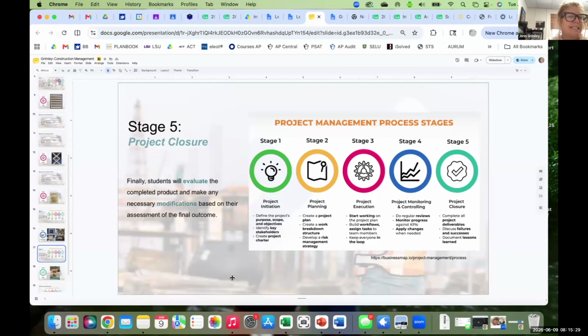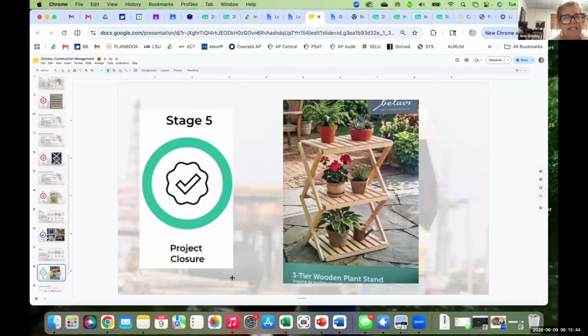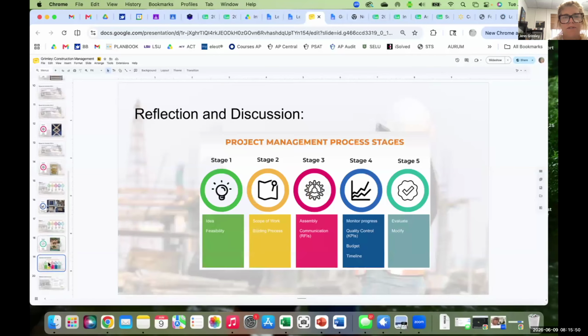Okay. And then the last stage is the project closure. This is where there's an assessment or evaluation of the finished project, and any modifications that have to occur will happen in this stage. But it was constructed beautifully. It held six potted plants, and they were able to close out the deal.